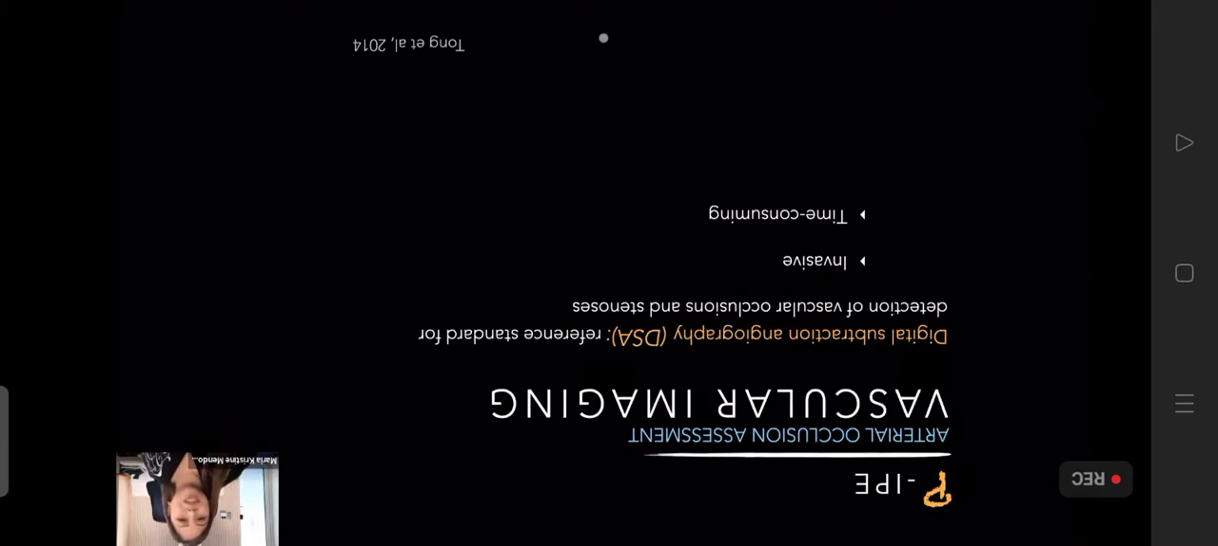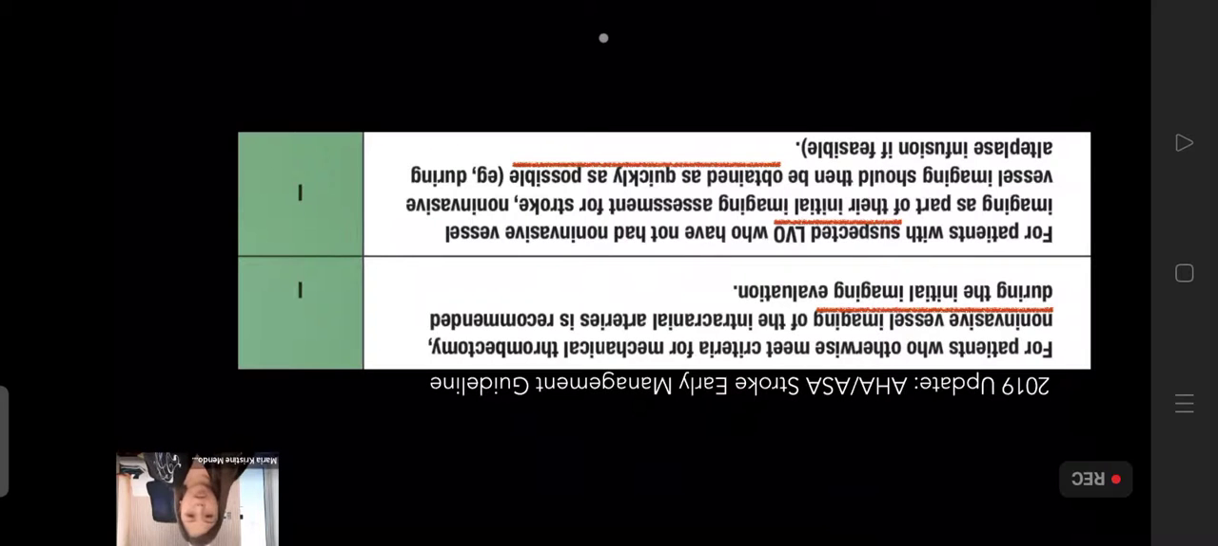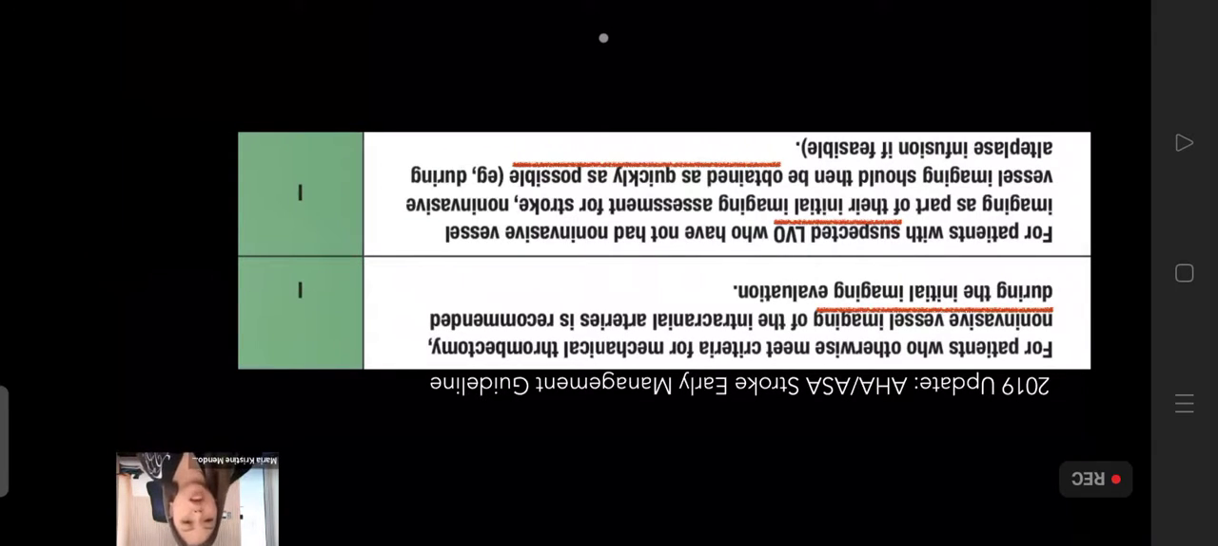The gold standard would still be digital subtraction angiography. However, for ischemic stroke patients, because it is time consuming, this is actually not the recommended vascular imaging for our patients. So the recommendation is the utilization of a non-invasive vessel imaging, especially for patients suspected with large vessel occlusion, and should be obtained as quickly as possible.